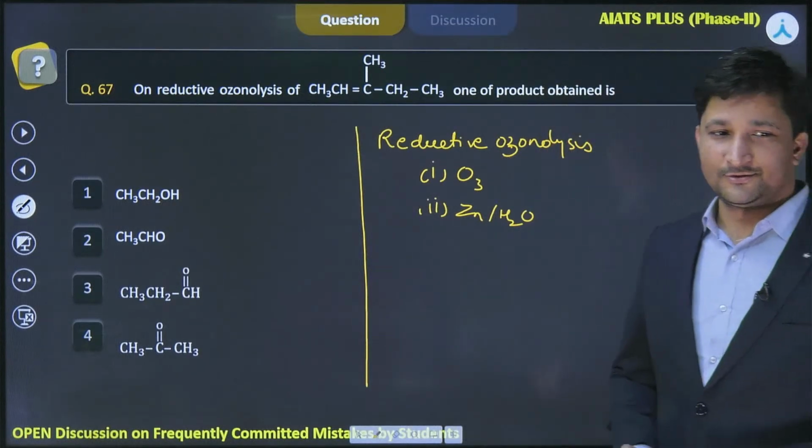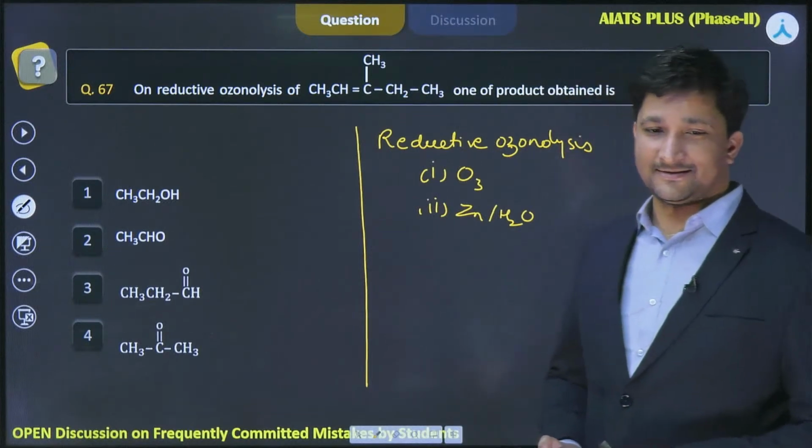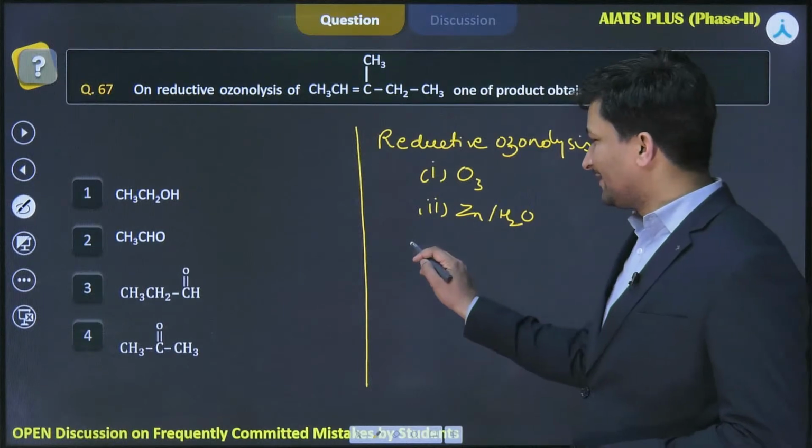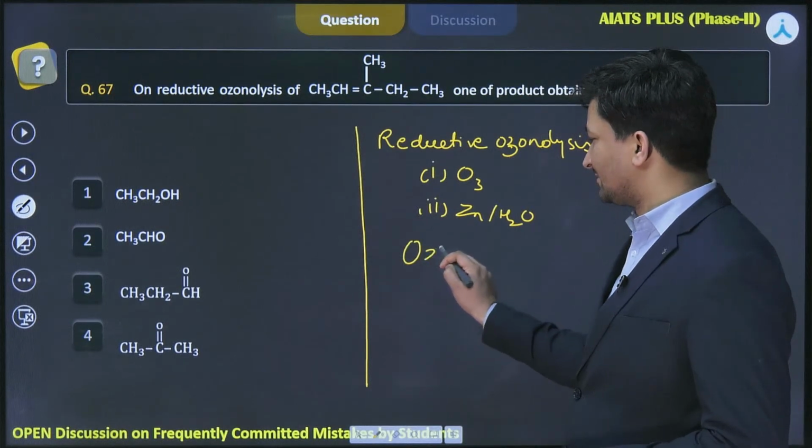But first of all, let us understand the difference between reductive ozonolysis and oxidative ozonolysis. So the second one is ethanol only. Yes, you have written methanol first. Okay. Now, another one is oxidative ozonolysis.